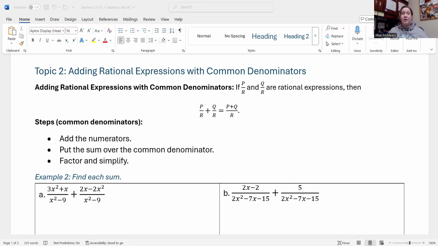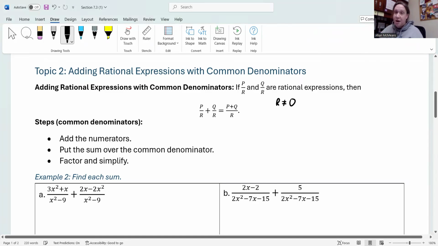For topic 2, we're going to look at adding rational expressions that have a common denominator. So remember, as long as you have a common denominator, you just add or subtract your numerators, keep your common denominator. Same thing is going to be true with rational expressions as what we did with fractions. So if we have two expressions, P over R and Q over R, then P over R plus Q over R is just going to be P plus Q over R. We do have to make that assumption that R cannot equal 0.